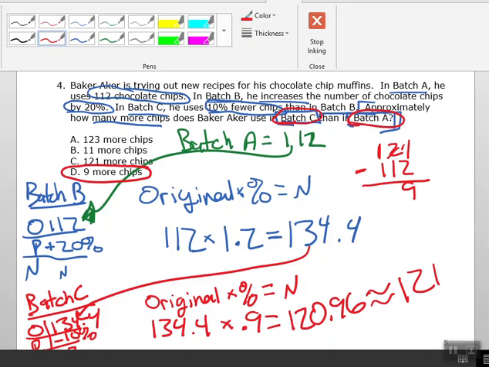And I have to go back and double check this now because whoever made the key actually put the wrong answer. They got tripped and they stuck with 121. So my question is not how many did he make in batch C? My question is how many more chips does Baker Acre use in batch C than batch A? So this was the critical step that the brilliant mathematician who made this key skipped. And so if a brilliant mathematician can do it, so can all of us.